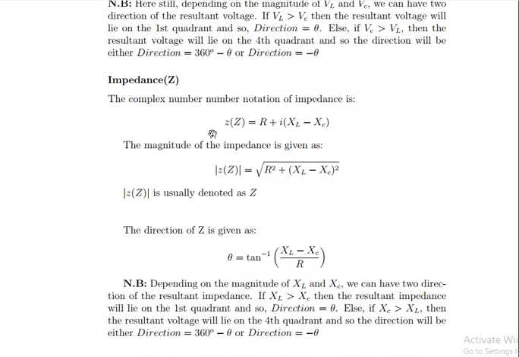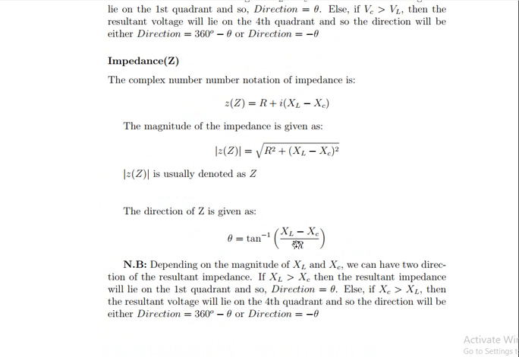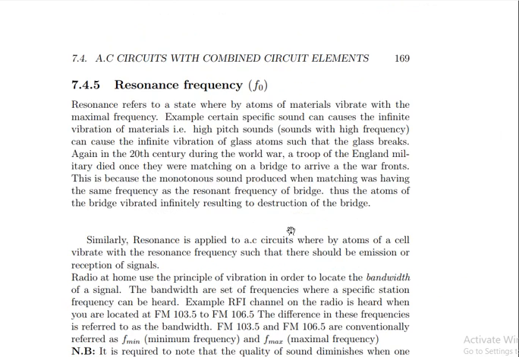Now the impedance is going to be equal to R plus I into (XL minus XC). XL is the reactance of the inductor, and XC is the reactance of the capacitor. So now the magnitude is going to be the square root of R squared plus (XL minus XC) all squared, and the angle theta is going to be equal to tan inverse of (XL minus XC) all divided by R.